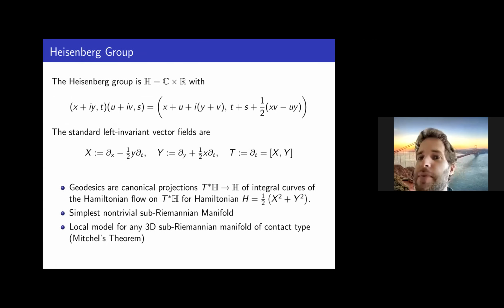So let's move in, just set up some notation then. The Heisenberg group is obviously a very natural place to start studying integral geometry on sub-Riemannian manifolds because it's the simplest non-trivial example. So just setting up some notation here, we define our geodesics as projections of integral curves for a Hamiltonian flow. And since this is a local model for three-dimensional sub-Riemannian manifolds of contact type, hopefully techniques developed here can be used in more general settings.